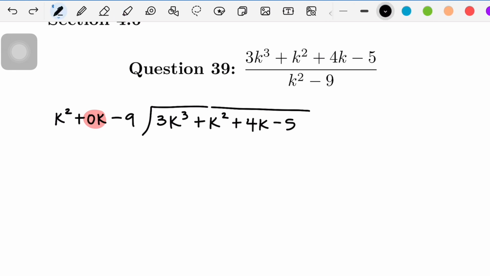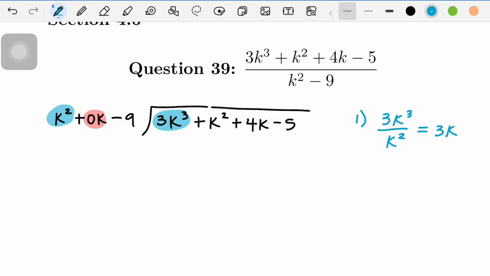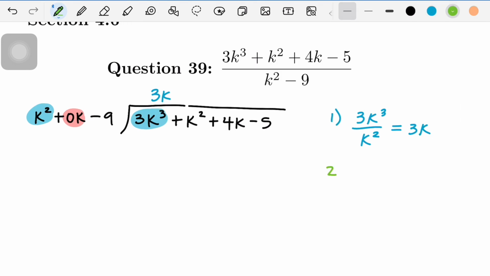All right, so now we're going to move forward with the same steps that we've seen in the last several examples. We're first going to divide this term by this term here. So the leading term in both polynomials. So we have 3k cubed divided by k squared. This will give us a 3k, and this result's going to go up here. So for our next step, we're going to multiply this result, 3k, by our divisor here. Doing so, we're going to get 3k cubed minus 27k.